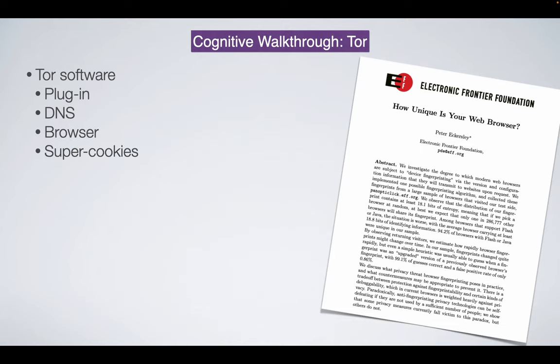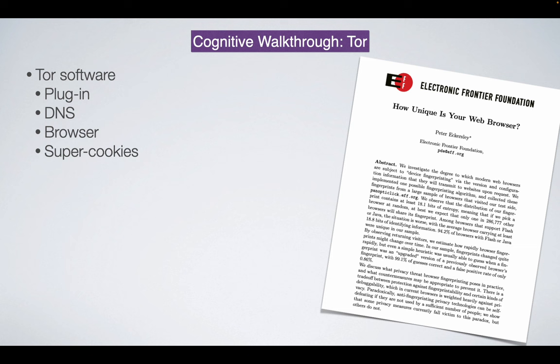Okay, so now what we want to do is the actual cognitive walkthrough, okay? So for the cognitive walkthrough, we're going to grab Tor, we're going to install it, we're going to use it, and we're going to try and figure out whether it's usable or not. Okay, that's more or less our job. So remember, a cognitive walkthrough is task-oriented. So the first thing I need to do is come up with some tasks: why would someone want to use Tor? They must want to do something. So what are the things that they want to do?